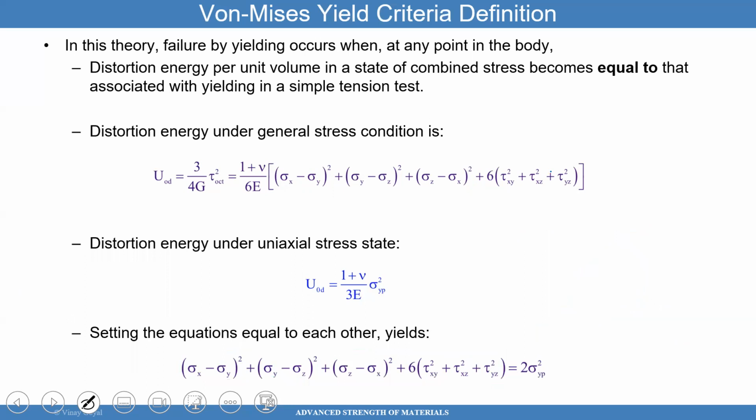Any questions so far about Tresca versus von Mises criteria? If there's no questions, I'll continue then. It looks like the material is clear to you then.